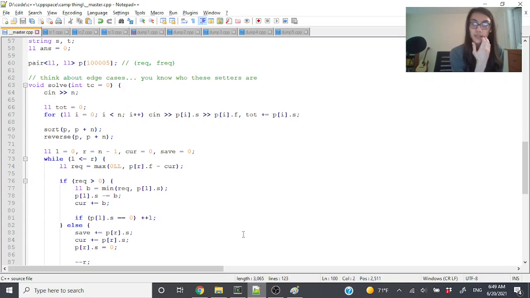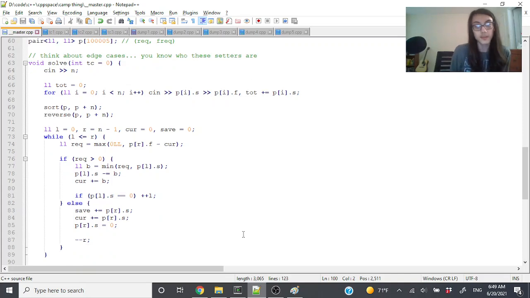PL.s minus equals that, cur plus equals that, nothing else changes. If this is 0, then move on. Otherwise, we add that to the amount we save, add that to current as well. Okay.